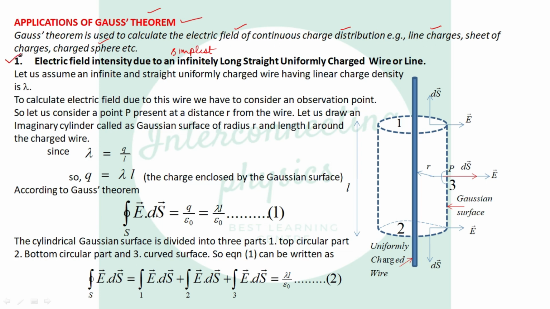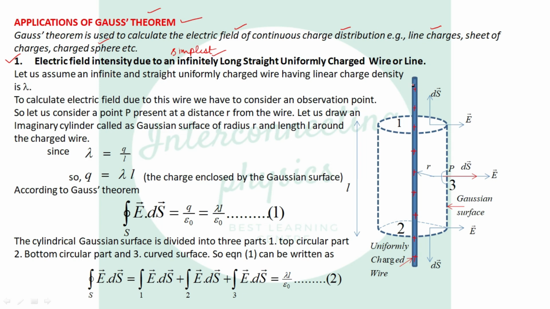So first of all is the electric field intensity due to an infinitely long straight uniformly charged wire. Suppose we have an infinitely long straight wire in which positive charge is uniformly distributed. It can be negative charge, but for the time being, let us suppose positive charge is uniformly distributed.